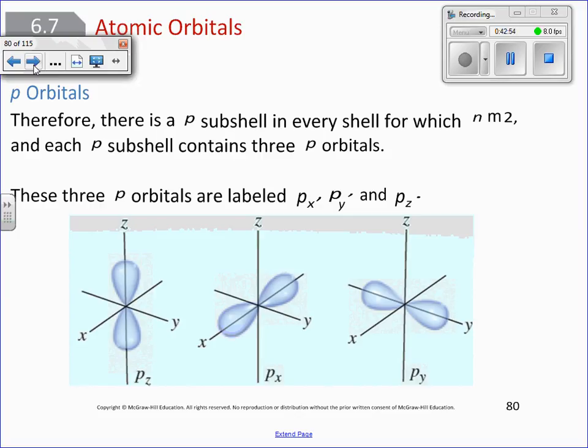They're all the same energy, the p's. They're just oriented differently in space. So if I want to look at a p electron, I say it's somewhere in one of those dumbbells. Now the 3p dumbbells are bigger than the 2p dumbbells, just like the 2s is bigger than the 1s, but they occupy the same.